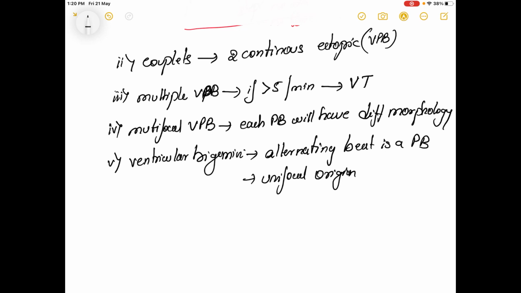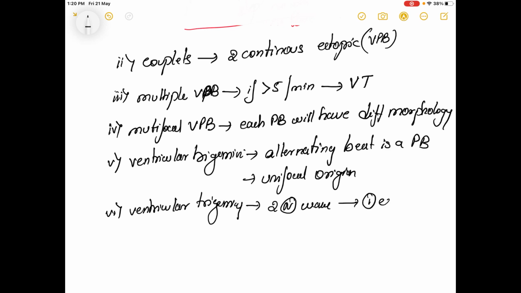Then ventricular trigeminy. Here in ventricular trigeminy there are two normal waves followed by one ectopic. So every third beat is an ectopic beat. So it is called ventricular trigeminy. Also it is unifocal in origin.